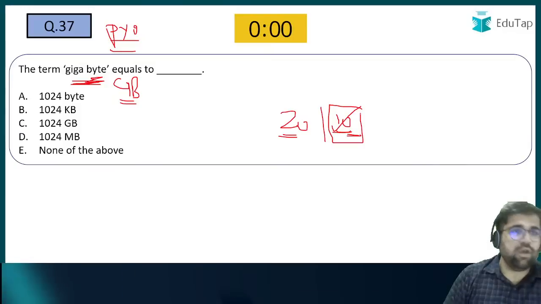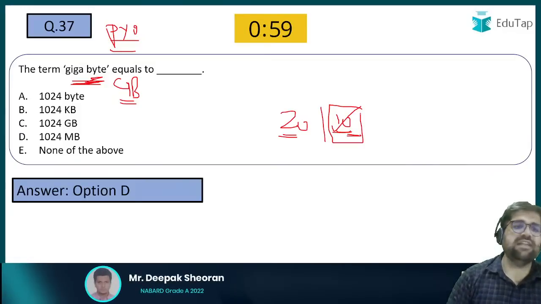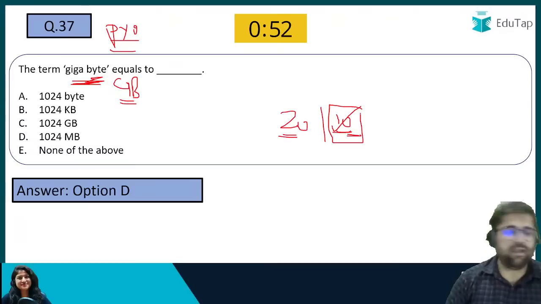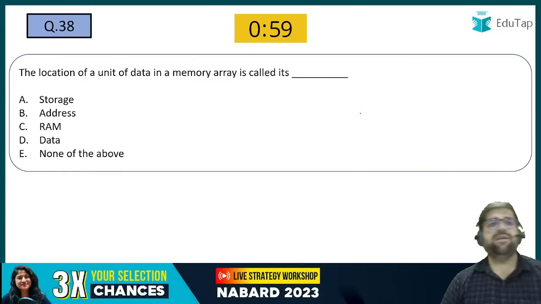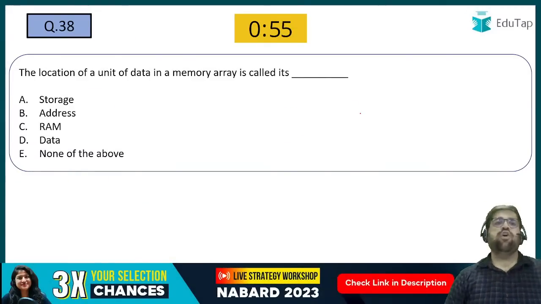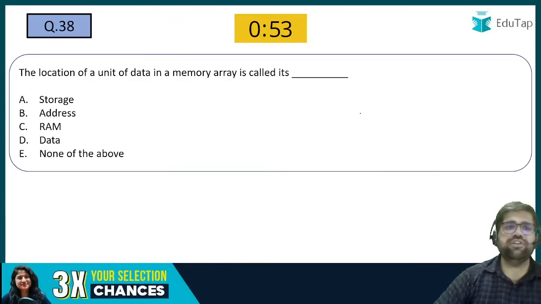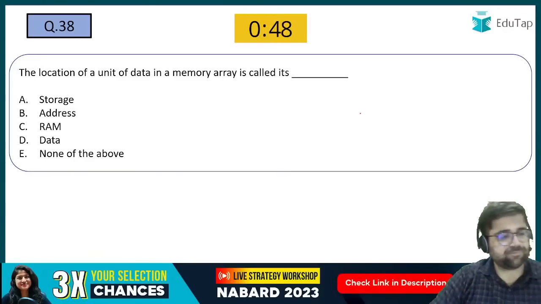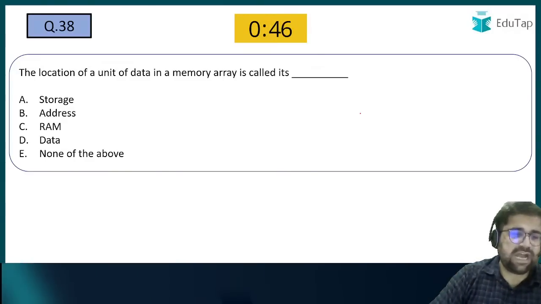Simple. Question number 37. Yes, the answer will be option 1024 MB. Please do not get confused. Okay, a gigabyte has 1024 MB. Cool. Question number 38. The location of a unit of data in a memory array is called its. Very easy question if your basics are clear. Question number 38. I'm checking my chat box.